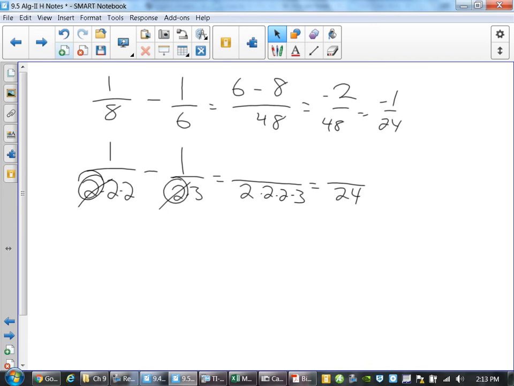Well, the 8 had 3 2s. Our common denominator has 3 2s and a 3. So what is this fraction missing? A 3. This fraction has 2 2s. Excuse me, 2 and a 3. It's missing 2 2s.